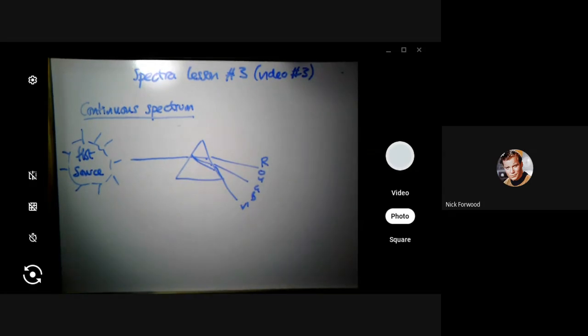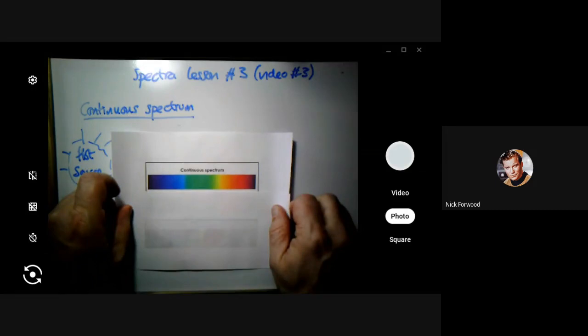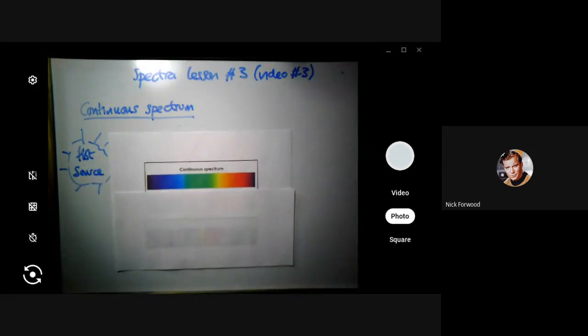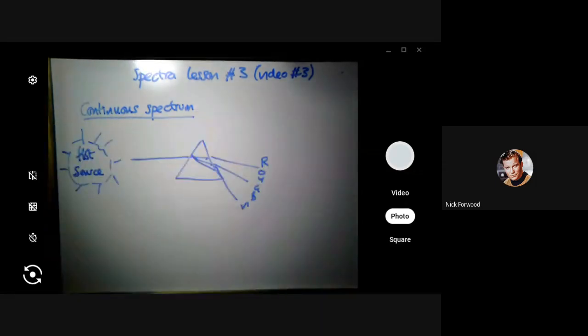So what does a continuous spectrum look like if it's nice and colorful? Here we go. It looks just like that, and you'll be very familiar with that. That's like a rainbow type spectrum. So continuous spectrum we've already done. Okay, so not much time being spent on the continuous spectrum.